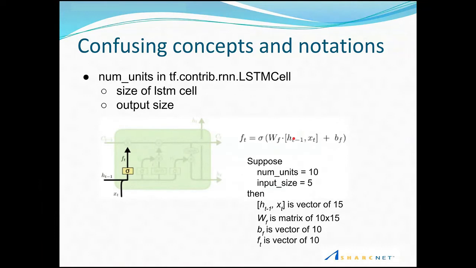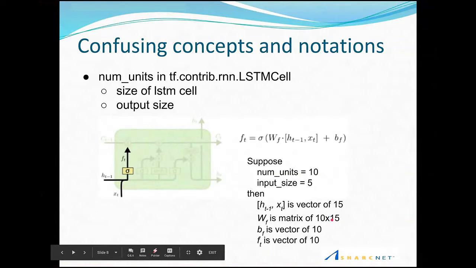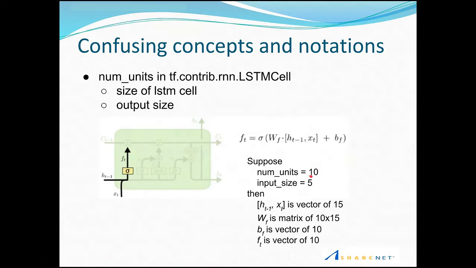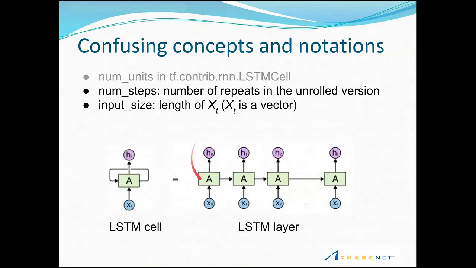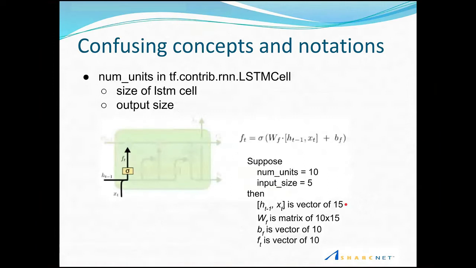For example, here, suppose the number of units is 10, and the input size is 5. So you can see HT is 10, this is 5. Together the concatenated vector has length 15. And we do a multiplication with a 10 by 15 matrix. So after the multiplication, we still get a vector of length 10. So the number 10 is actually the number of units. It's not the number of repeats in the unrolled version. That's something that always confused me at first glance. Once we know this, the next part is a little bit easier.